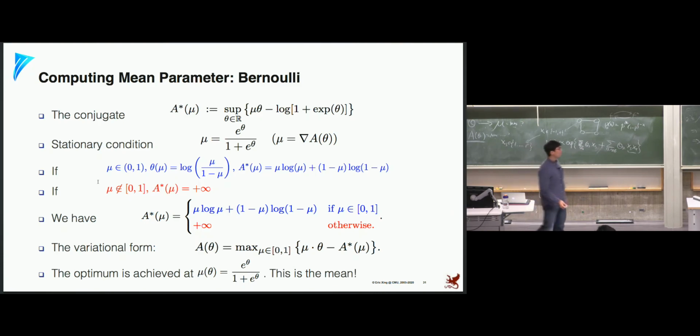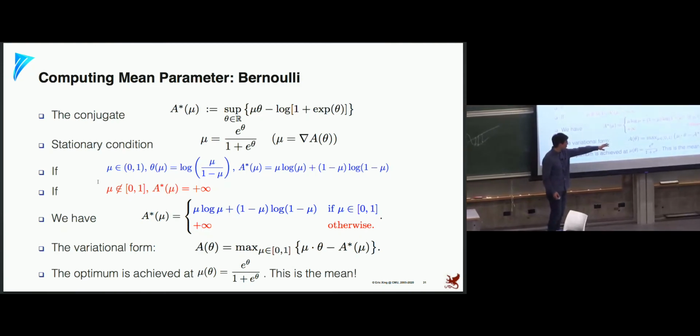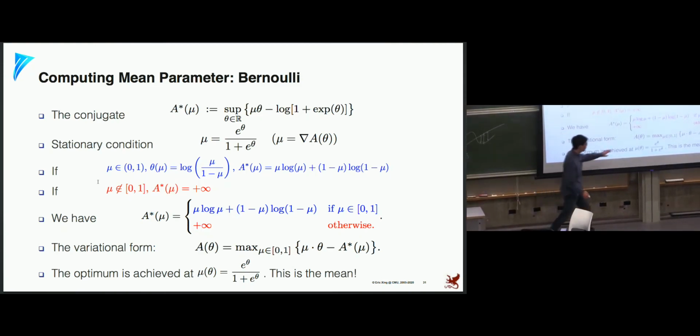Then once we have this A star, we can plug it into the variational form of the problem here. So we restrict mu to be this, and then plug in this closed form here. Now we can try to solve for A.